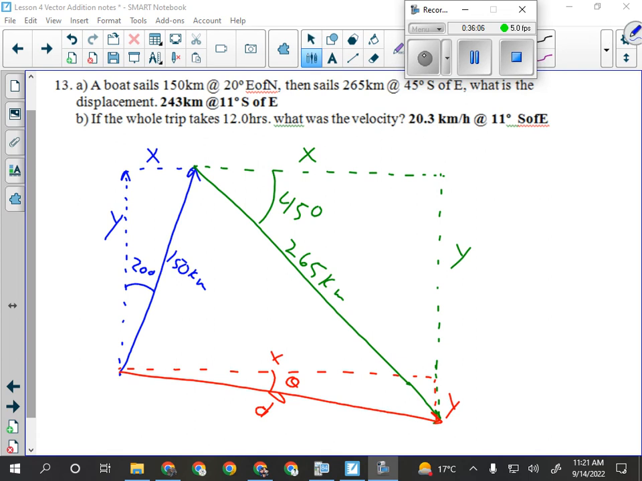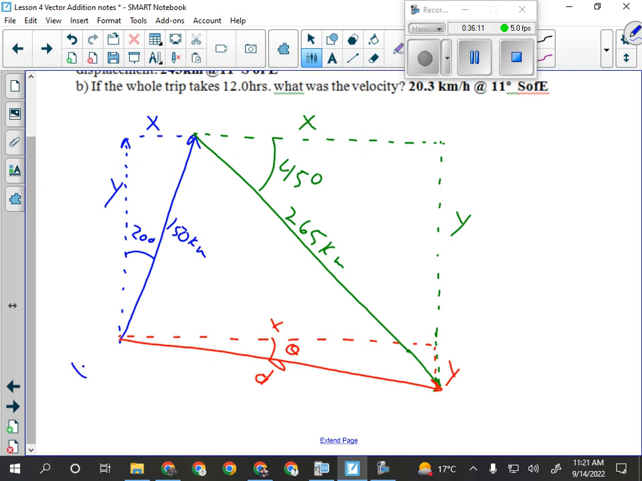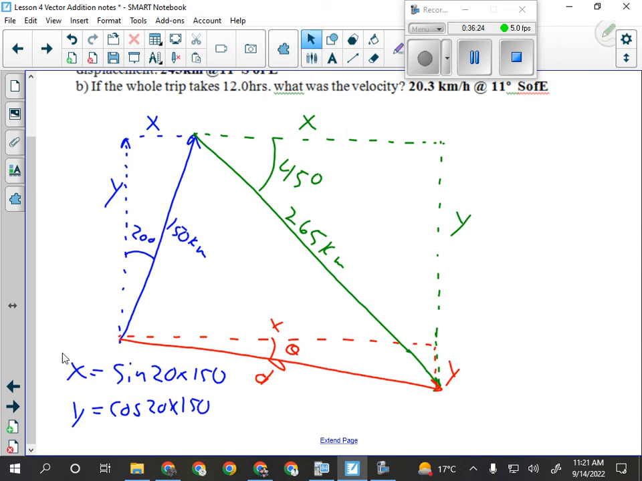So just so we're seeing the rest of this, obviously I've got to break this down into all of the x's and all of the y's. Blue x will be the sine of 20 times 150, and blue y will be the cos of 20 times 150. Then for the green triangle, that x will be the cos of 45 times 265, and because it's a 45-degree triangle, it's the same as y. I can save myself a little bit of time. I don't know if anybody punched it in both ways, but you can save yourself time because they're equal.